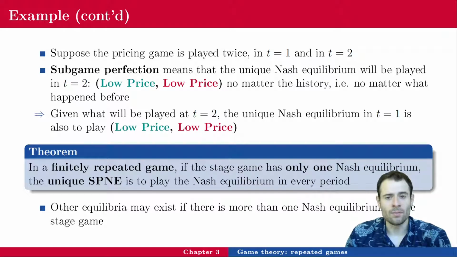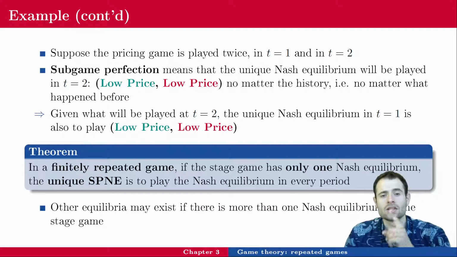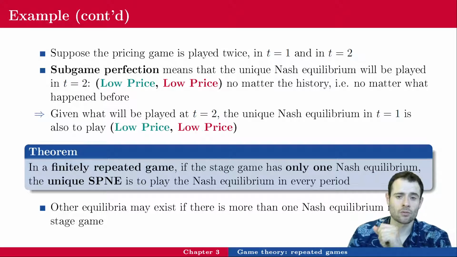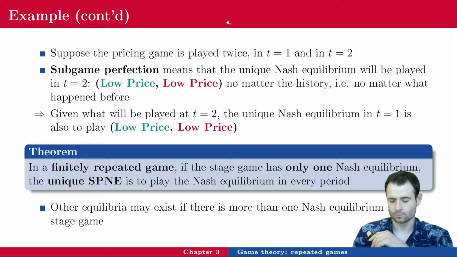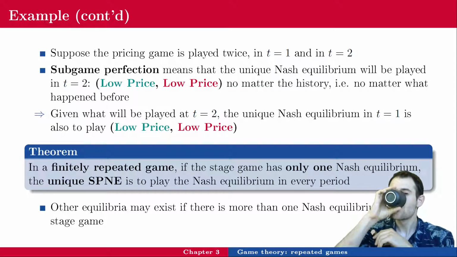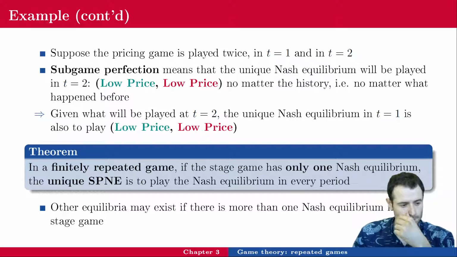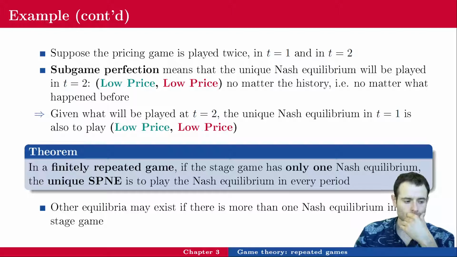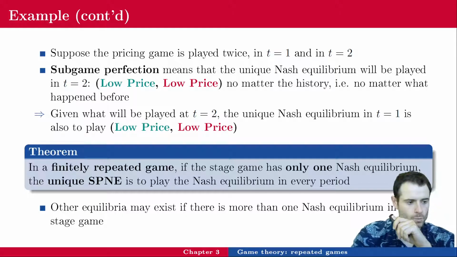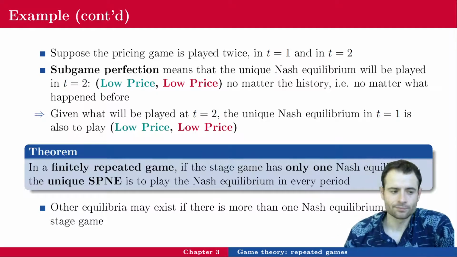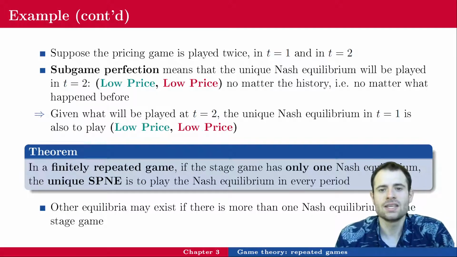What we know with this theorem is that if there is 1 Nash equilibrium in the stage game, then there is only 1 subgame perfect Nash equilibrium. It is a very powerful result. Any questions so far? This is the easy case.